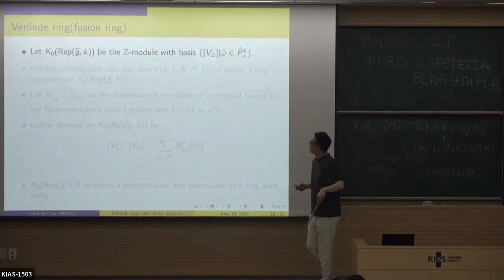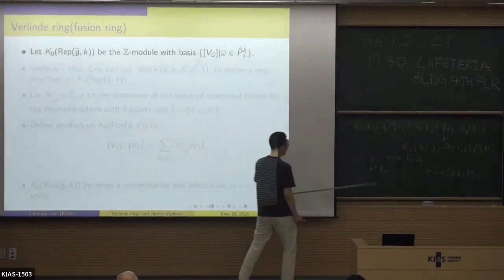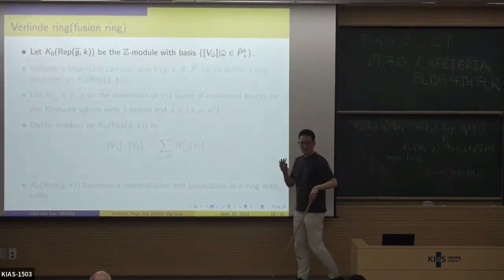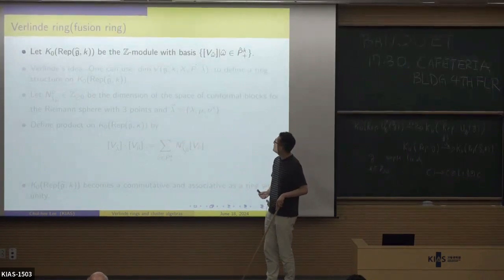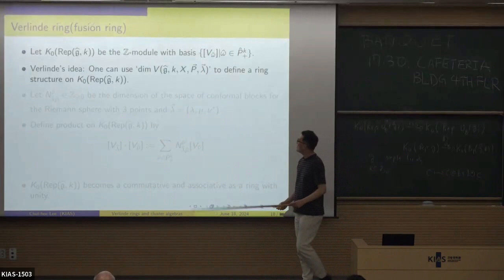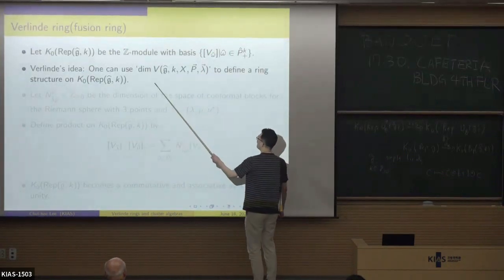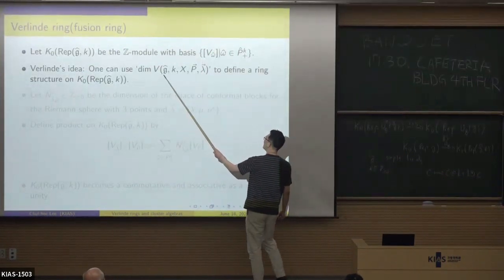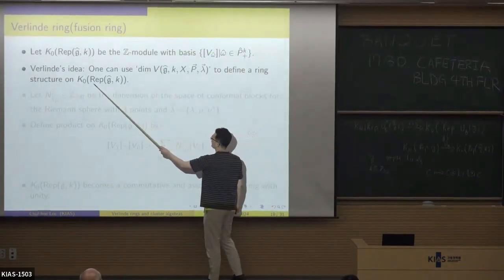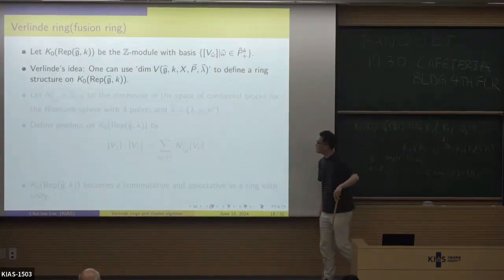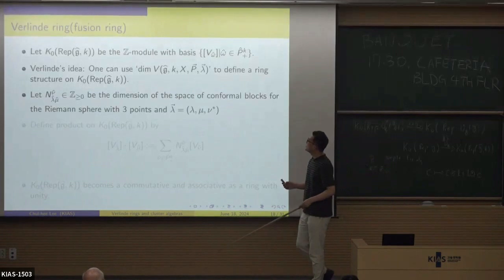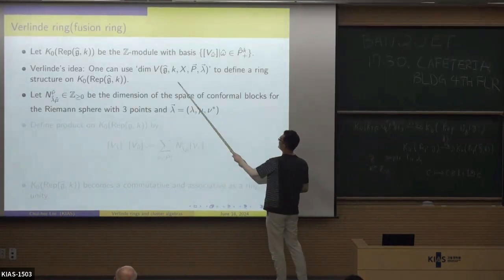Okay. Now, so far, I'm talking about this object. So far, this is a G module with finitely many basis elements. One of Verlinde's ideas was this. We can use this dimension of the space of conformal blocks to define a ring structure on K0 of Rep G hat K. To do this, we don't need to consider a general situation.